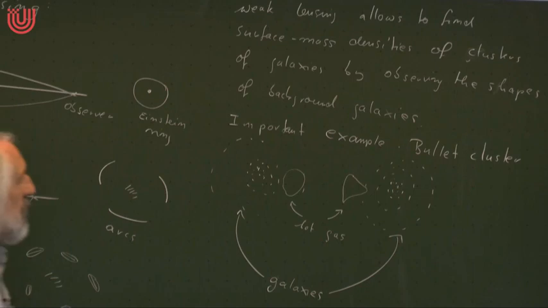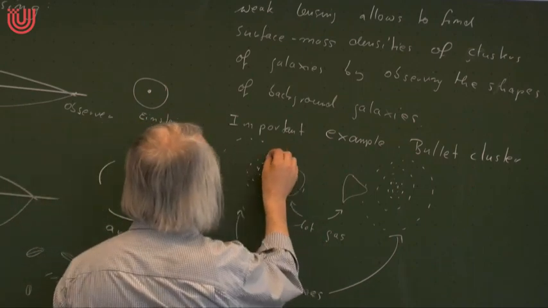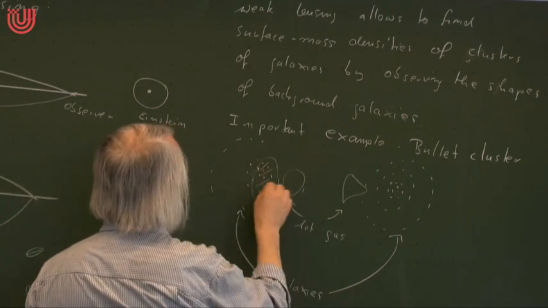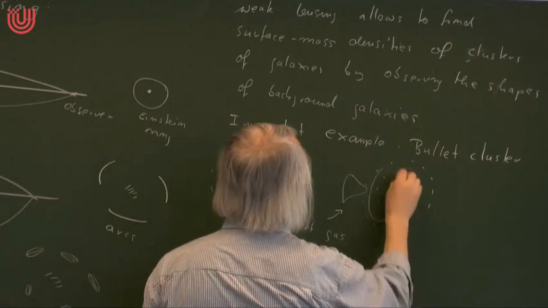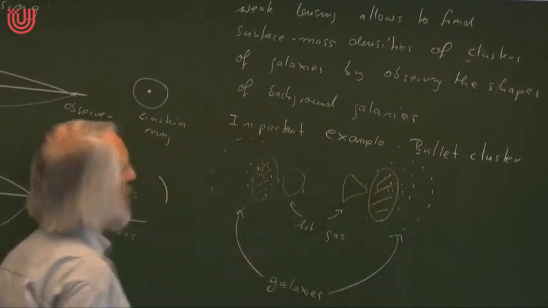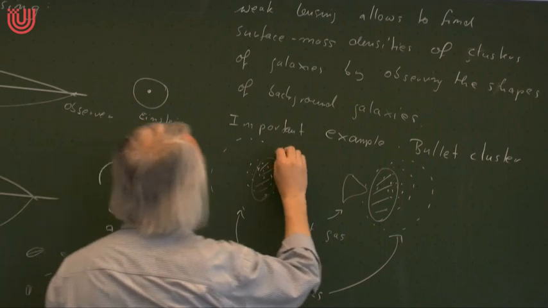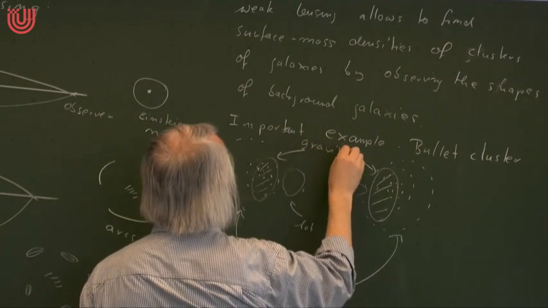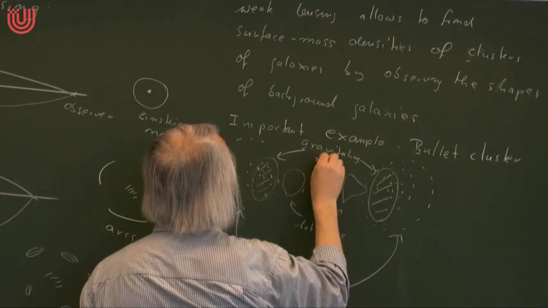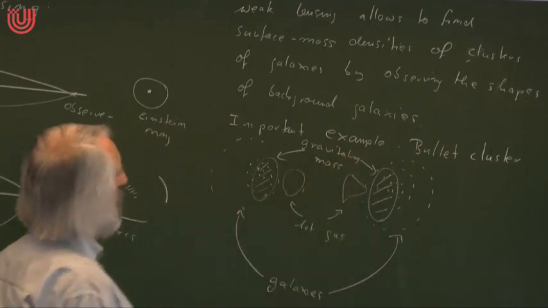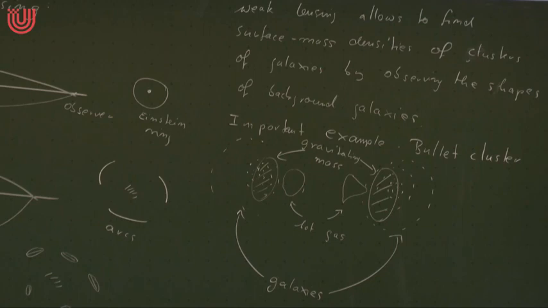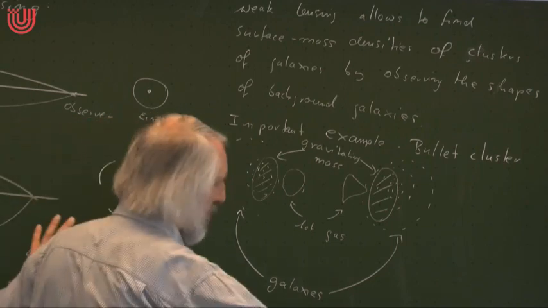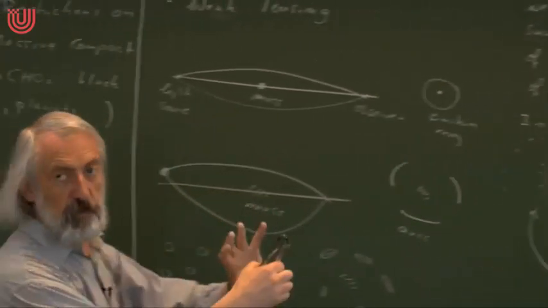But you see something completely different. You see it's approximately here. So if you calculate where the center of the masses are, you find this here. So this here is the gravitating mass. And if you look at this picture, you cannot avoid the idea that what you see is the following. The two clusters have collided.